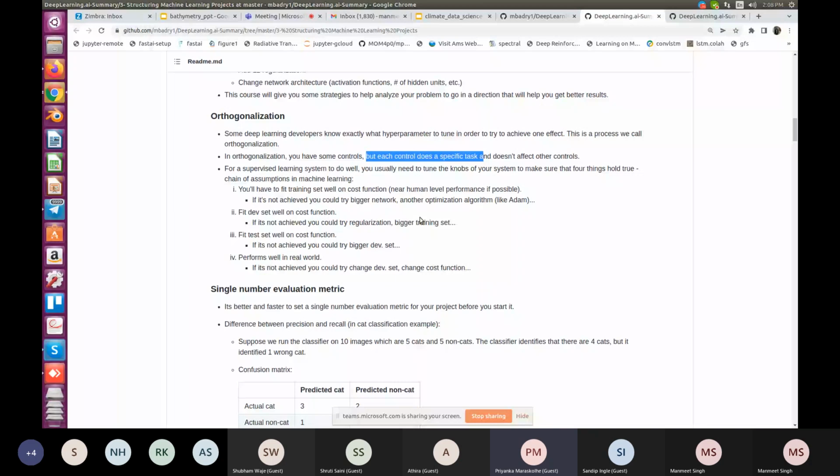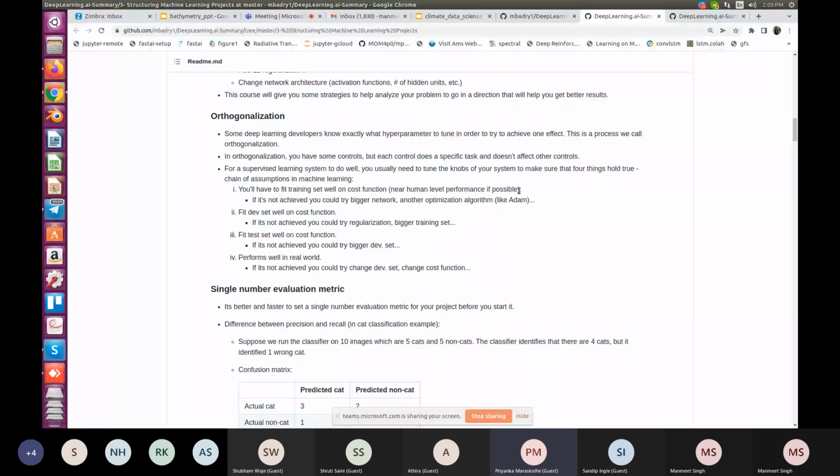You also have to make sure that four things hold true. First, you have to fit the training set well on the cost function. That is the first thing that you'll do. In his case, it's problem specific whether you reach near human level performance or not. For our case, wherein we would use geoscience or climate science or weather science data sets, I think we don't need to worry about this aspect.